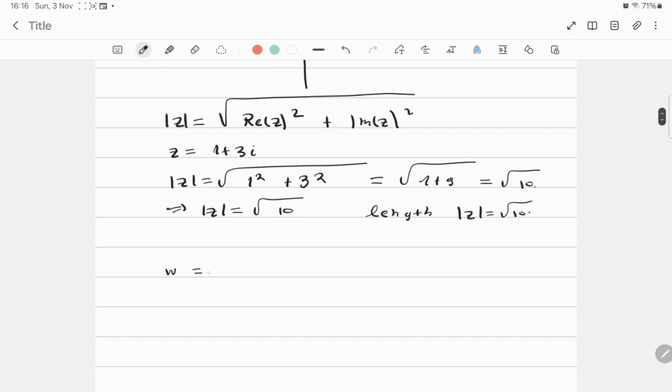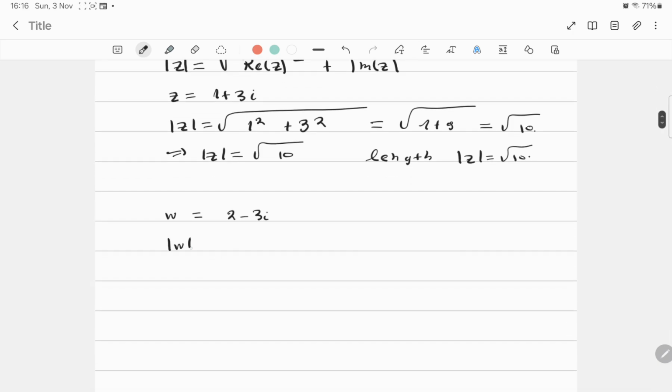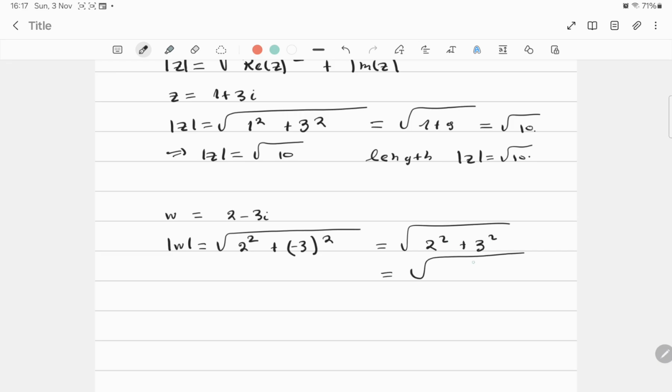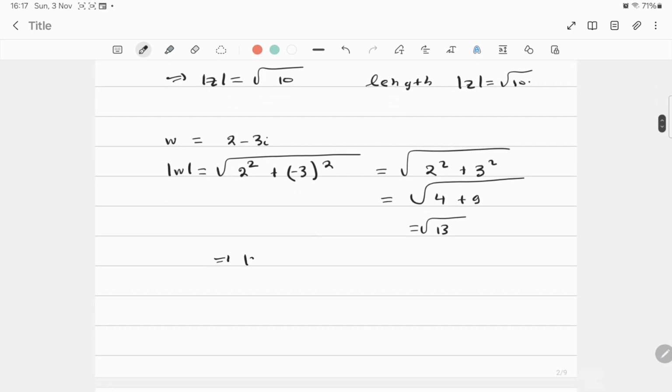Let's say that we have w equals 2 minus 3i. The modulus of w equals the square root of the real part squared plus the imaginary part, which is minus 3, squared. This is 2 squared plus 3 squared, which is 4 plus 9, the square root of 13. So the modulus of w is the square root of 13.